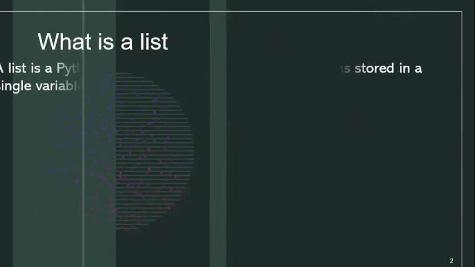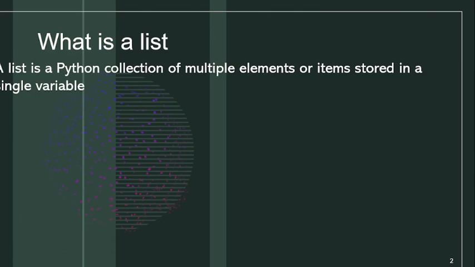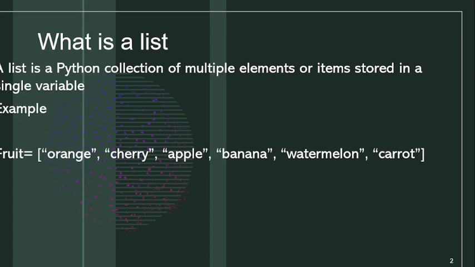Now, what is a list in Python? A list in Python is a collection of multiple elements or items stored in a single variable. For instance, I have a situation like fruit. In this case there are about 6 items or elements inside fruit. So I group them together. They are collections, or we can say arrays. In other programming languages we call them arrays, but in Python we call them lists. So I store the 6 items or elements inside that array into a variable called fruit.